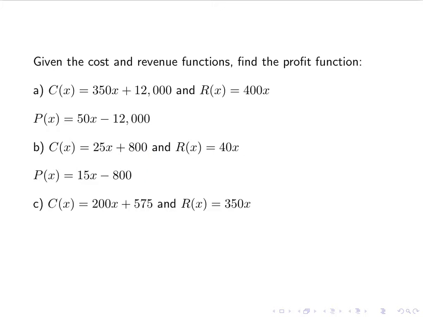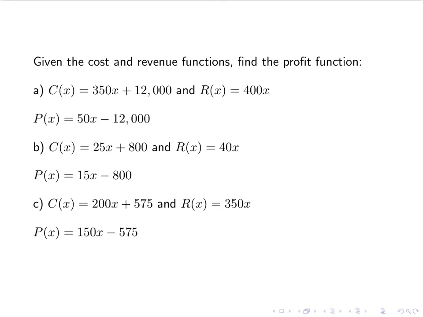And then as our third one, C of x equals 200x plus 575. R of x is 350x. If I subtract R of x minus C of x, I get 150x minus 575.